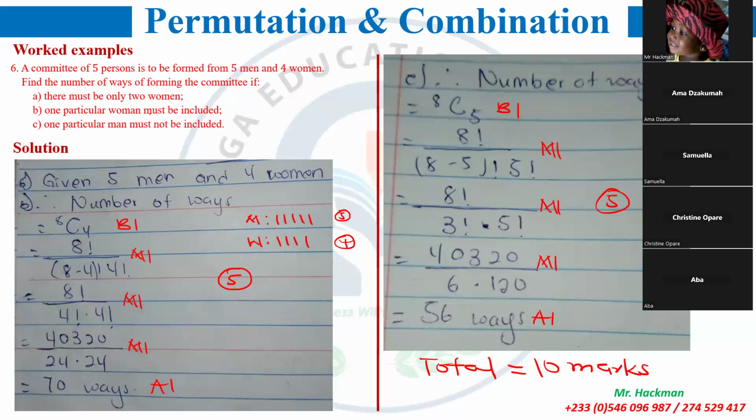In this case, one particular woman must be included. So assuming this is the particular woman who must be included, it means of the 5 persons, 1 is already selected. So 1 is intact. You need how many more? 4, because you need to have 5 persons in that committee. So 4 more, but you select the 4 from the remaining 1, 2, 3, 4, 5, 6, 7, 8. So that will give us 8 combination 4. And that's exactly what she has here. I guess my explanation is clear.